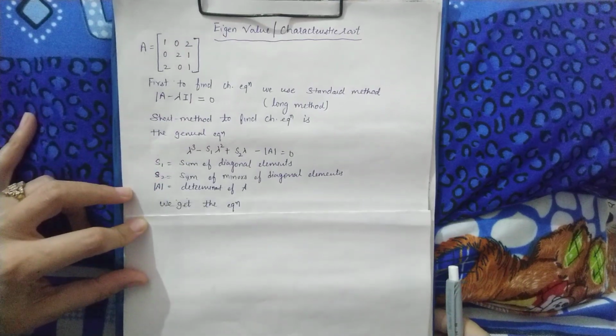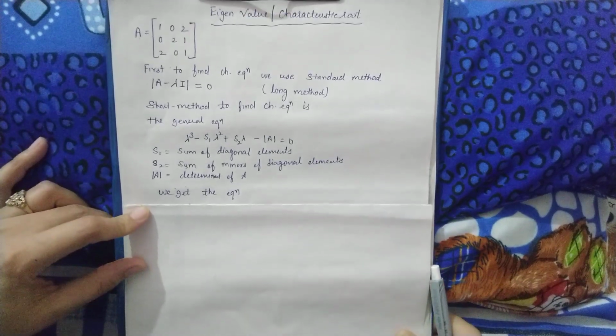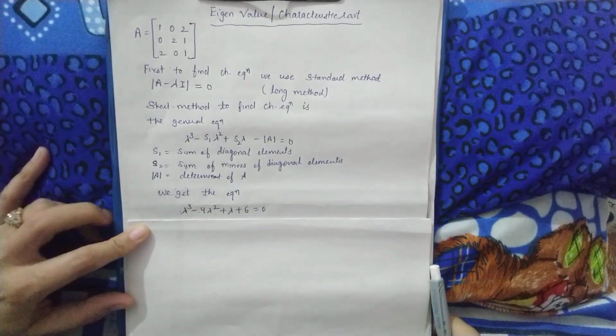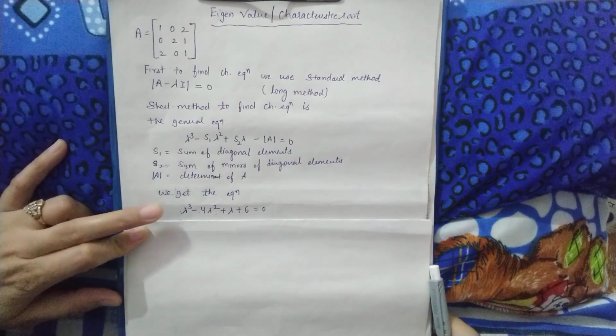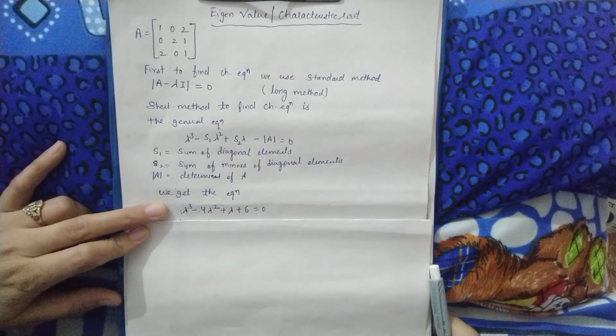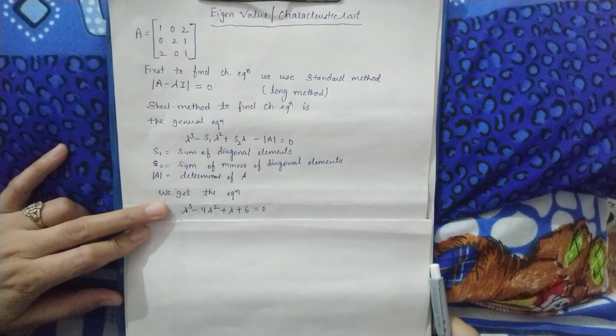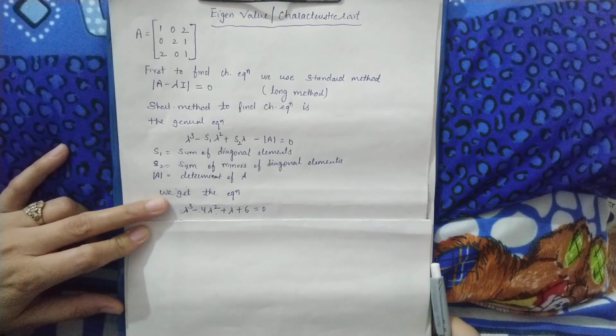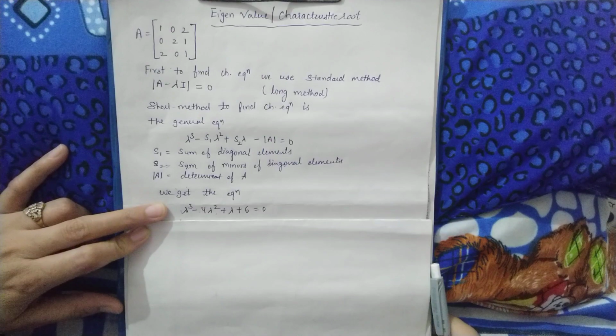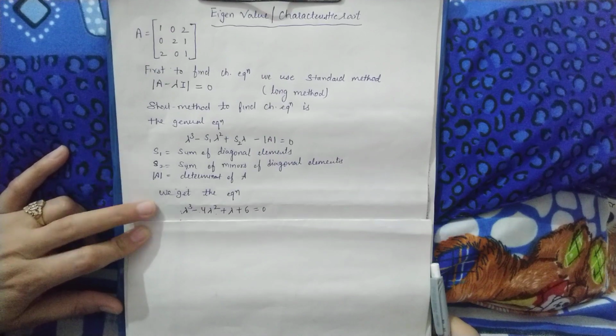Today I'm going to tell you how to find the eigenvalue. From there we get the characteristic equation, that is lambda cube minus 4 lambda square plus lambda plus 6 is equal to 0. In the last video we got this equation. This is called the characteristic equation of matrix A.